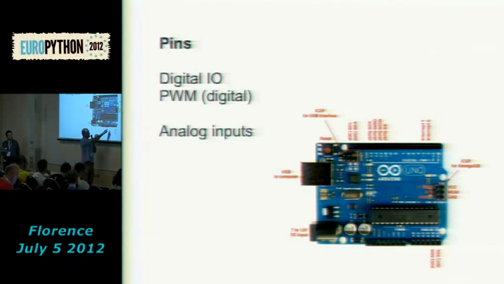And the analog pins here are dedicated to input. They have a 10-bit resolution analog comparator, so they can read voltage values from sensors and translate them into digital values with a 10-bit resolution, so 1024 values.